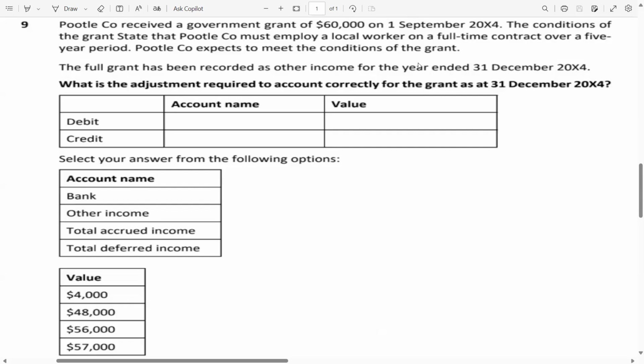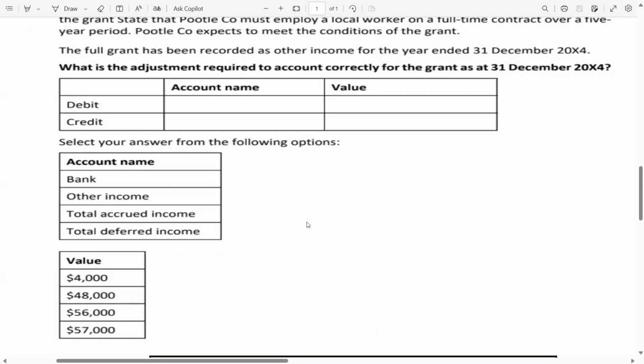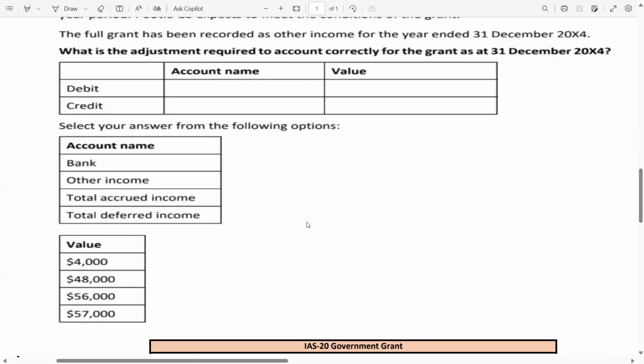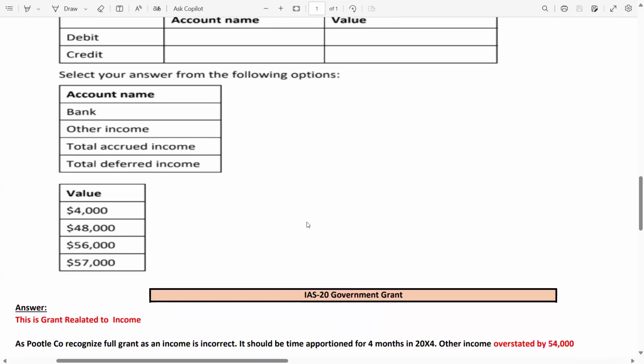But what they did, they recognized the grant for the complete 60,000. So now guys, what should you make? You will make the overstatement entry, which is other income debit, because you have overstated the other income, and deferred income or deferred liability credit, because it's a liability on you which you have to reverse. So that's why you should reverse it.